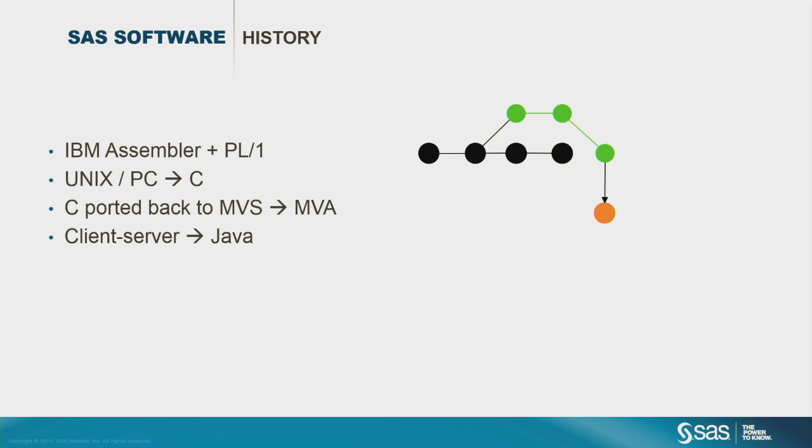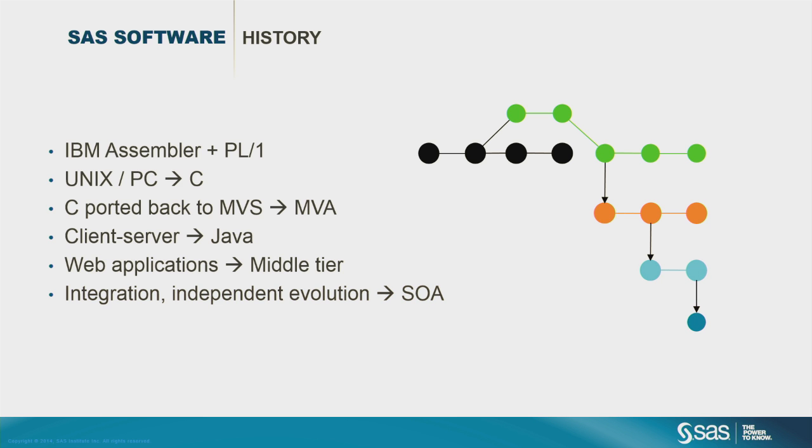Client-server models come along, and SAS invests and investigates into the Java language, right, for the cross-platform capabilities, a continuation of our desire for portability. Web applications and the need for less of a client footprint. And so SAS creates middle tier and web applications for all these products that it's had. Most recently, we've had larger product bundles. We've tried to deploy into more complex customer IT environments.